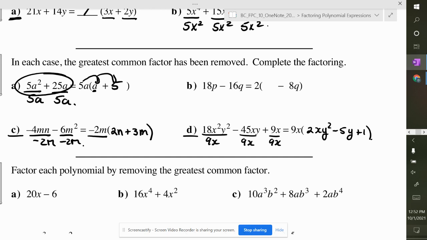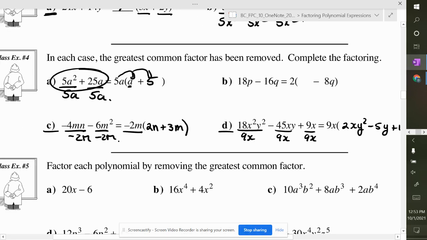Are we done? Is that it? 2xy squared minus 5y plus 1? Does everybody agree with that? Yeah. Don't forget the 1. It is very important. I missed the number completely. So you pretended the 9x wasn't there? Yeah. Perfect.